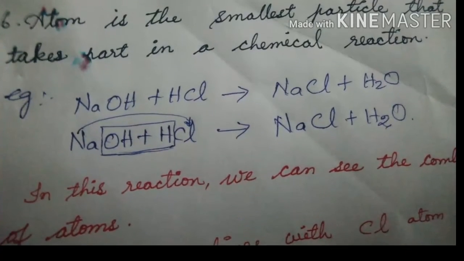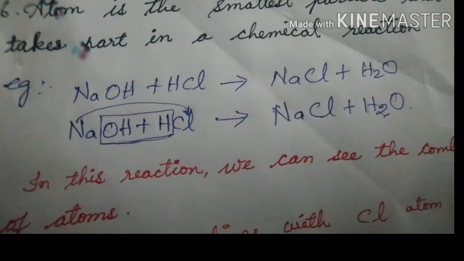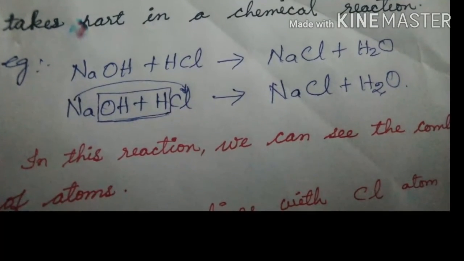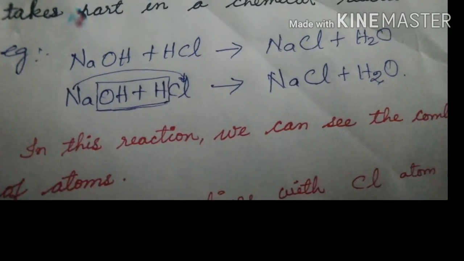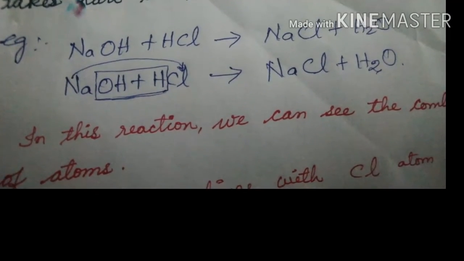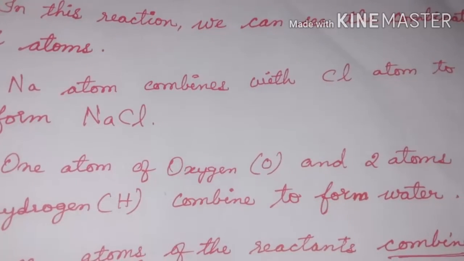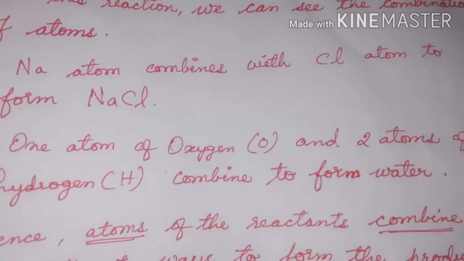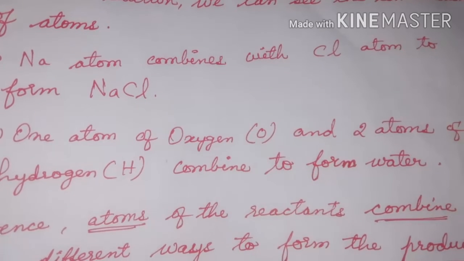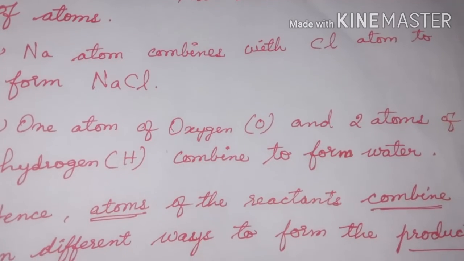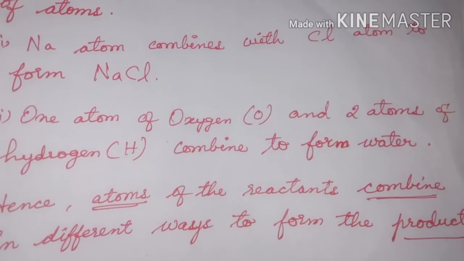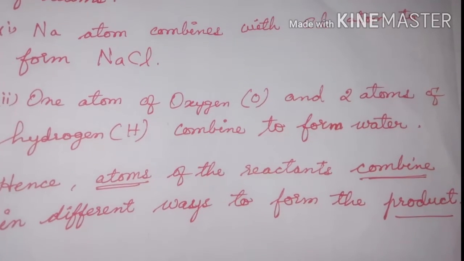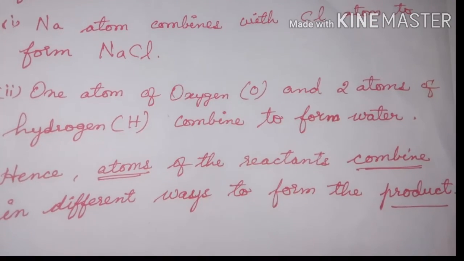The sixth postulate states that the atom is the smallest particle which takes part in a chemical reaction. For this, let us consider a chemical equation. Sodium hydroxide plus hydrochloric acid gives sodium chloride and water. In this reaction, we can see the combination of atoms. One atom of sodium combines with one atom of chlorine to form sodium chloride. One atom of oxygen and two atoms of hydrogen combine to form water. Hence, atoms of the reactants combine in different ways to form the products.